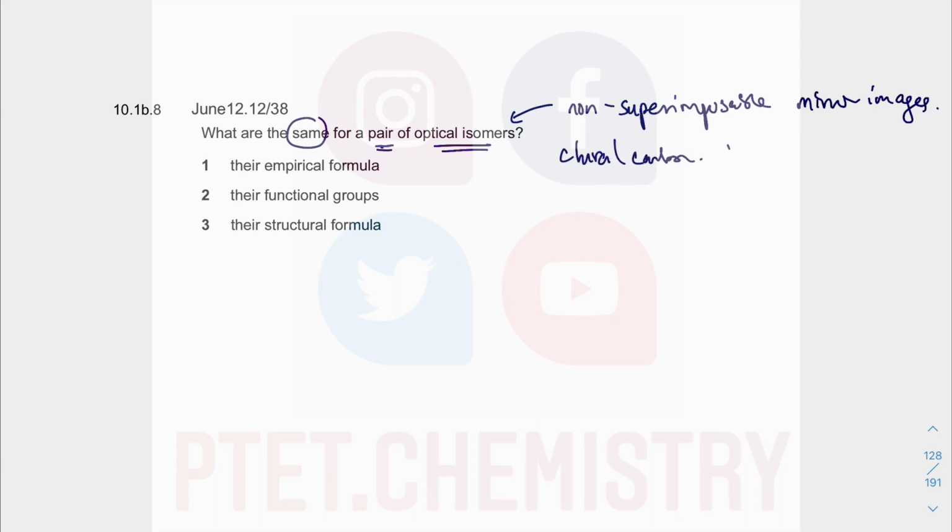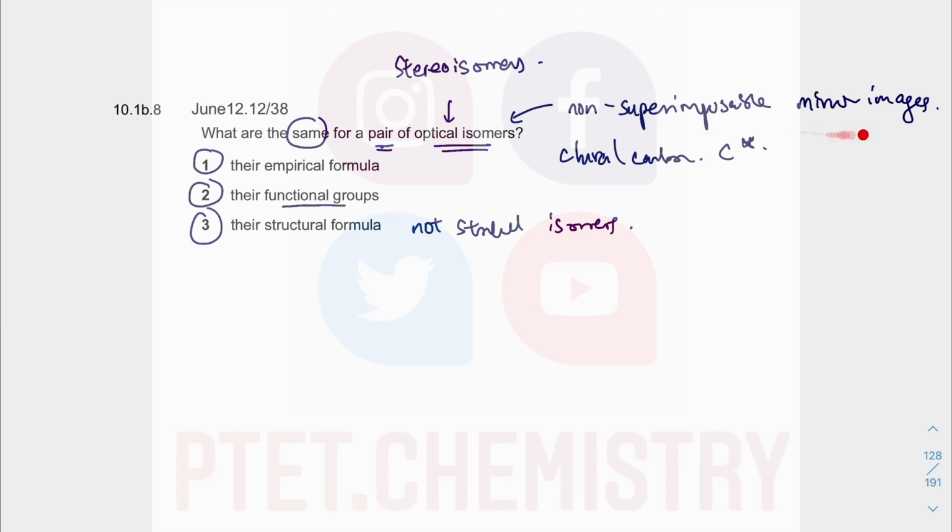a carbon bonded to 4 different groups, okay, they will have the same functional group because they are the exact same molecule, except that they are mirror images. They will have the same empirical formula because they are the exact same molecule, okay. They also have the same structural formula because they are not structural isomers, okay. They are not structural isomers. They are what you call stereoisomers.